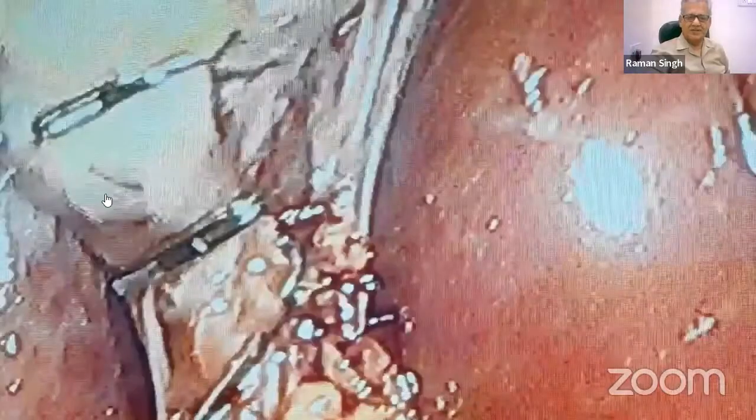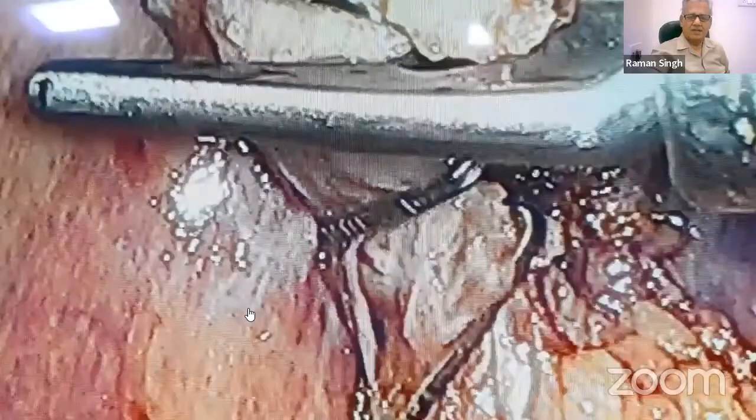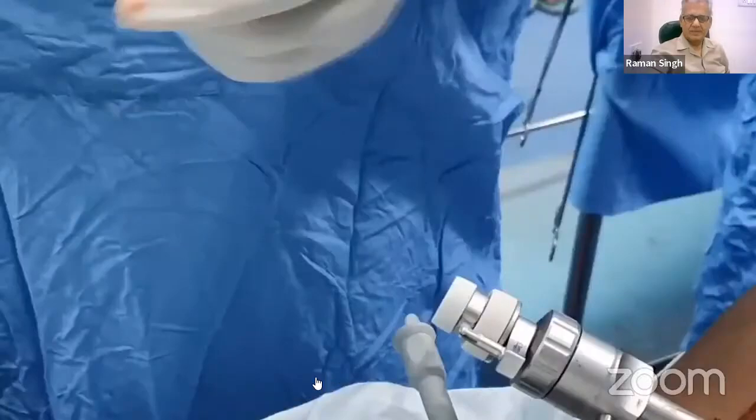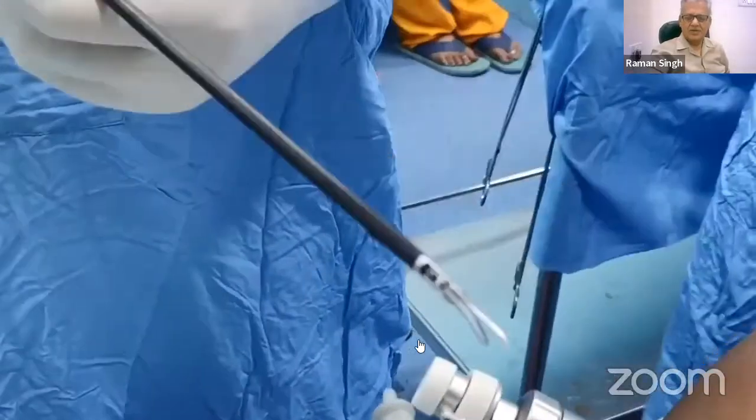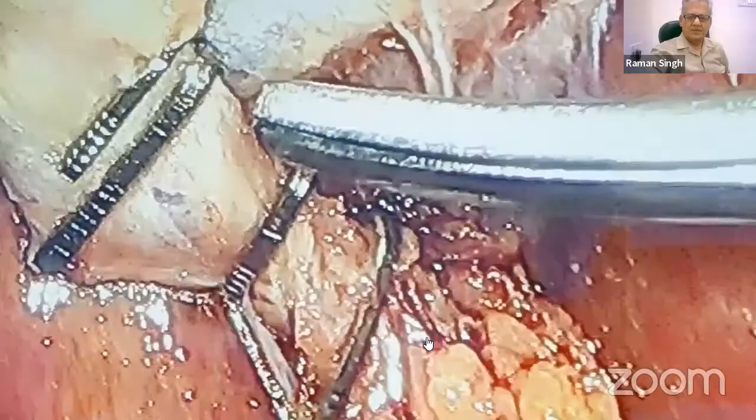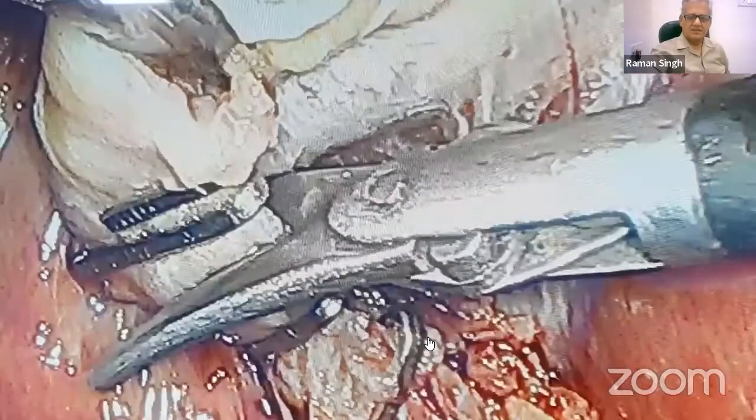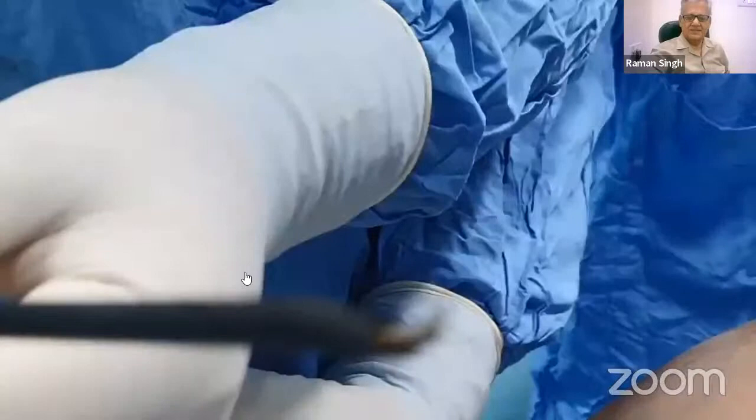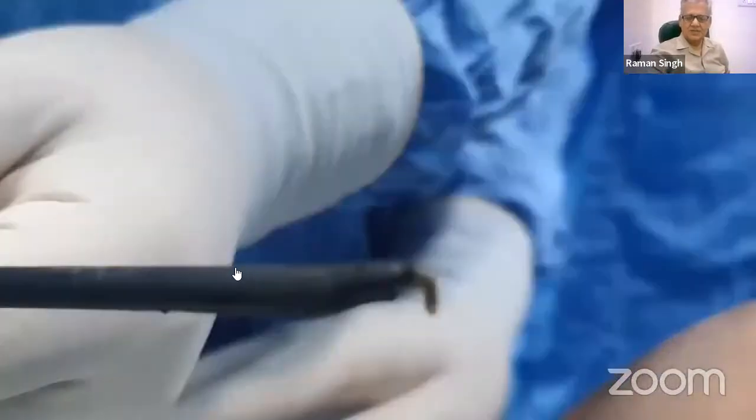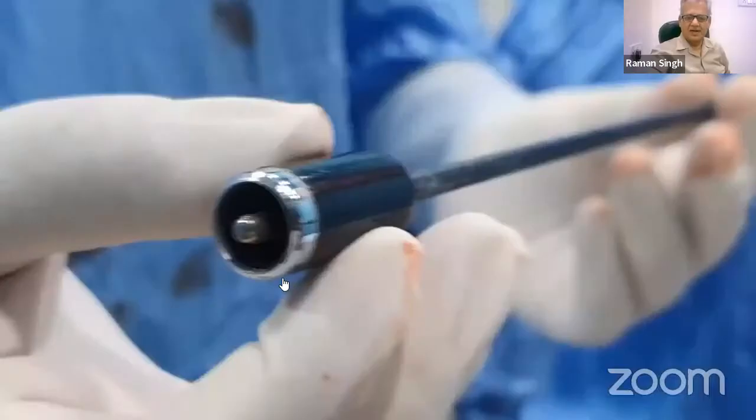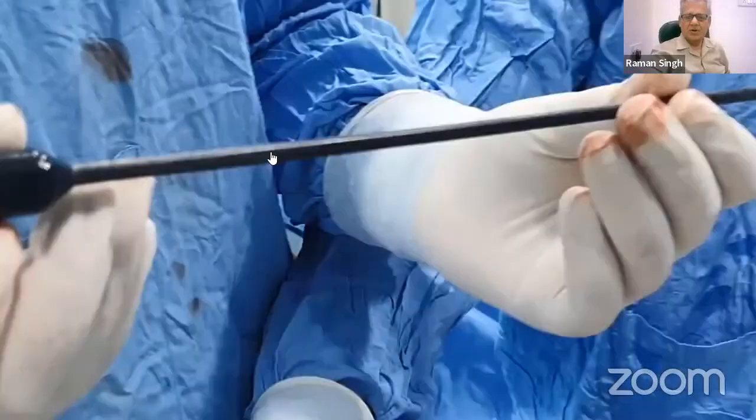Now, after putting 3 clips, he divided in between the proximal 2 clips and the distal 3rd clip with the curved scissor. Usually the curved scissor is very helpful in this case. So he divided the cystic duct and cystic artery, both in one clip, folded and divided. This is the monopolar hook.